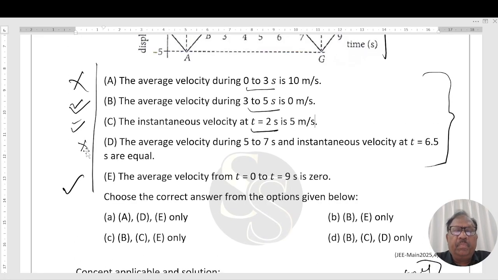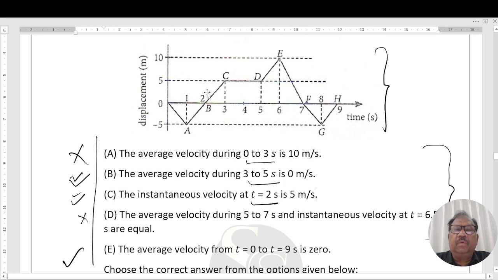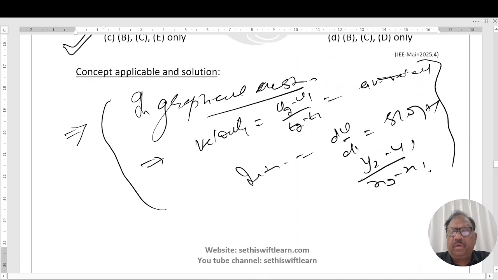So B, C, E. C option is the correct option. C is the correct option. Right? No question.